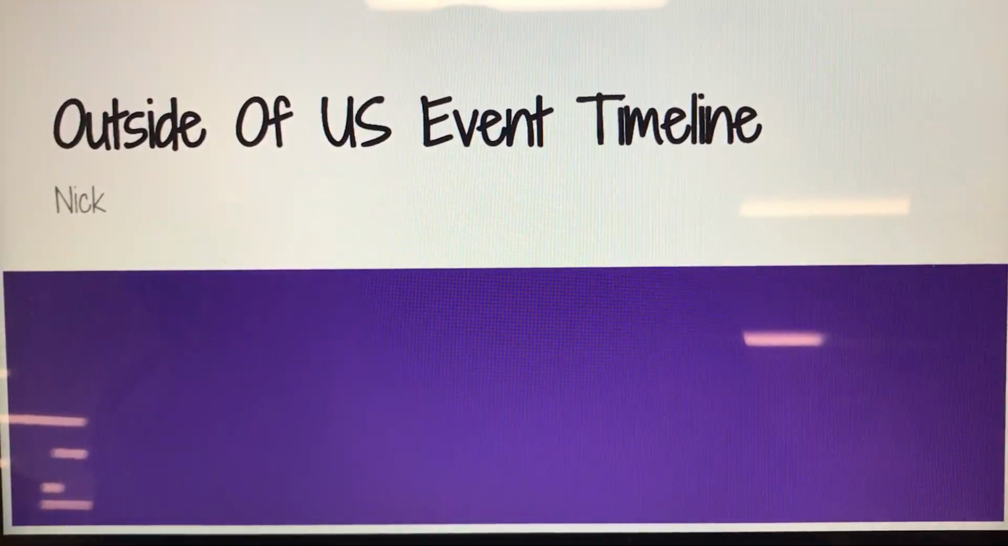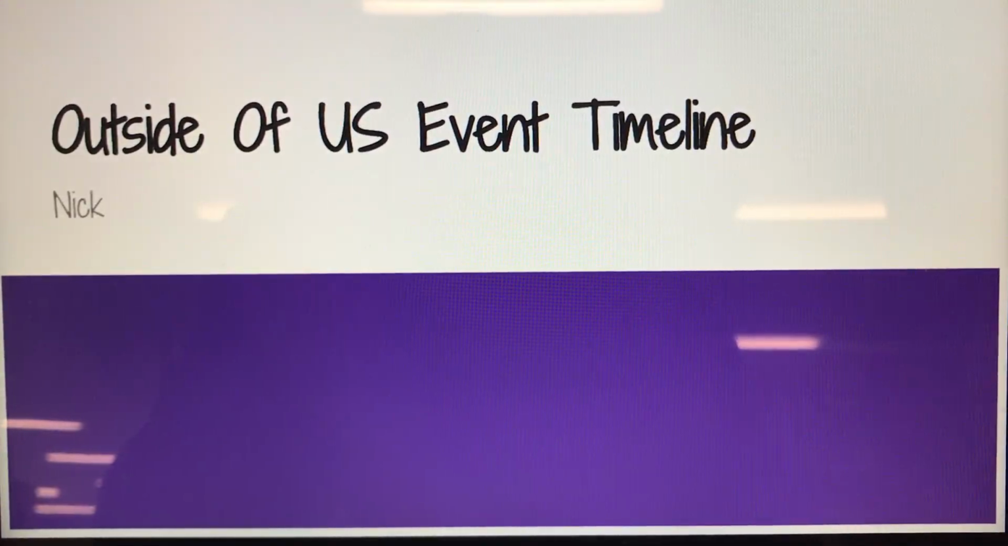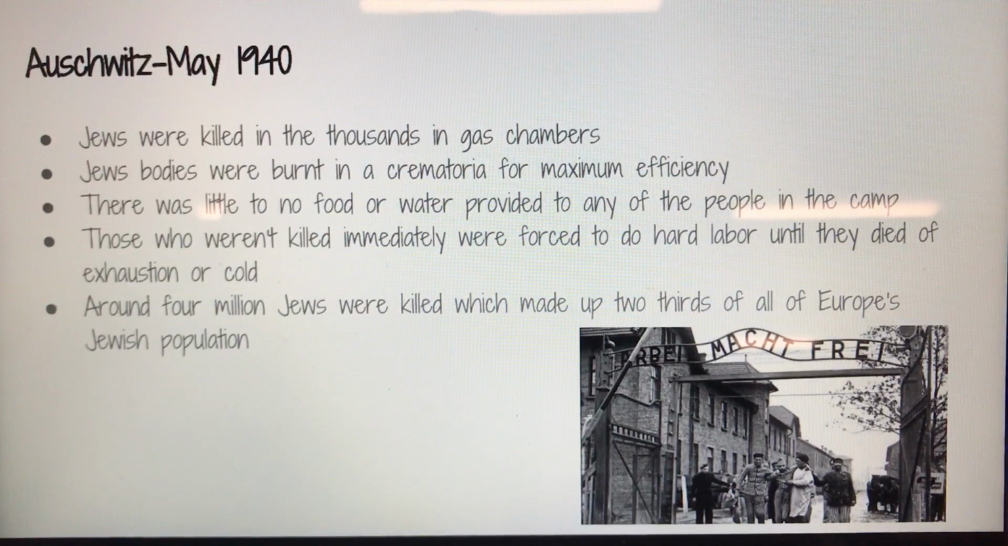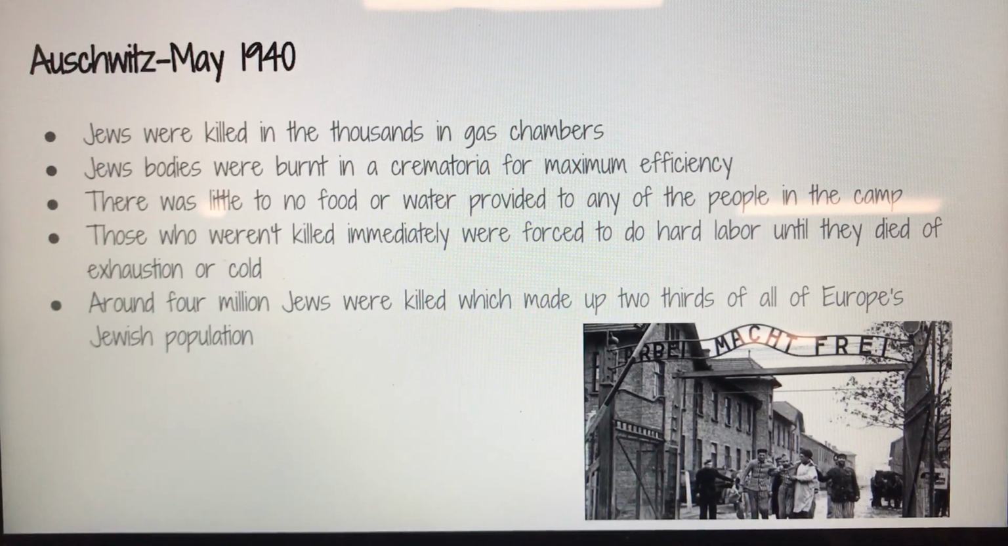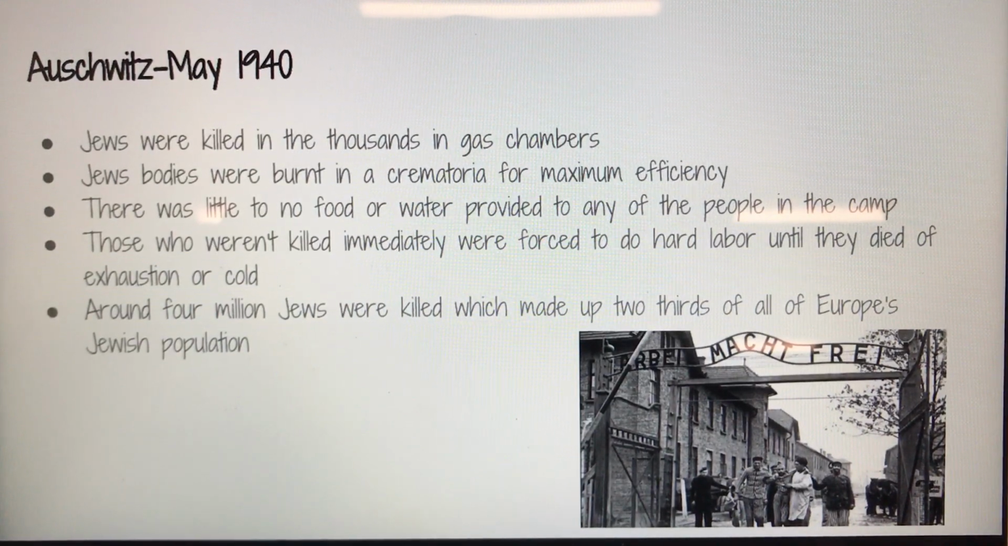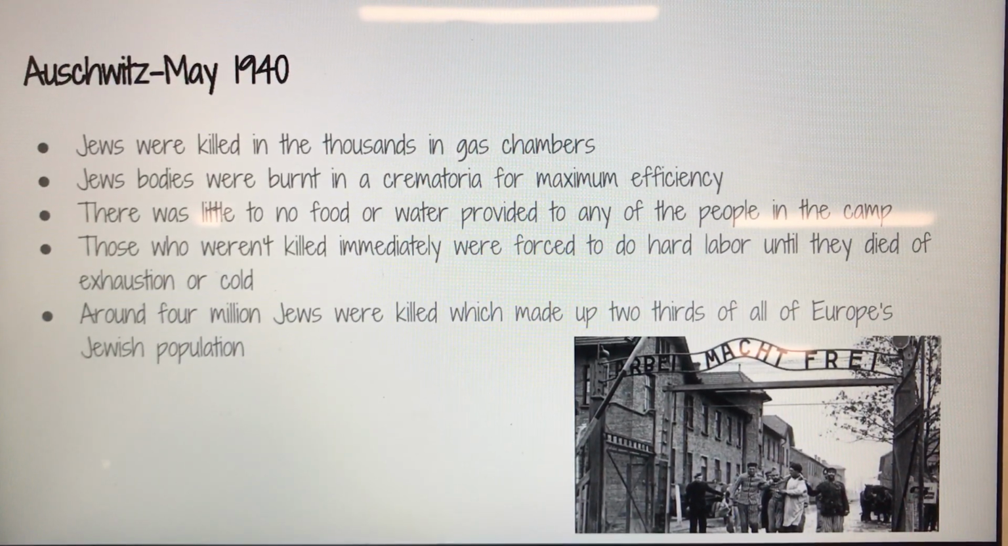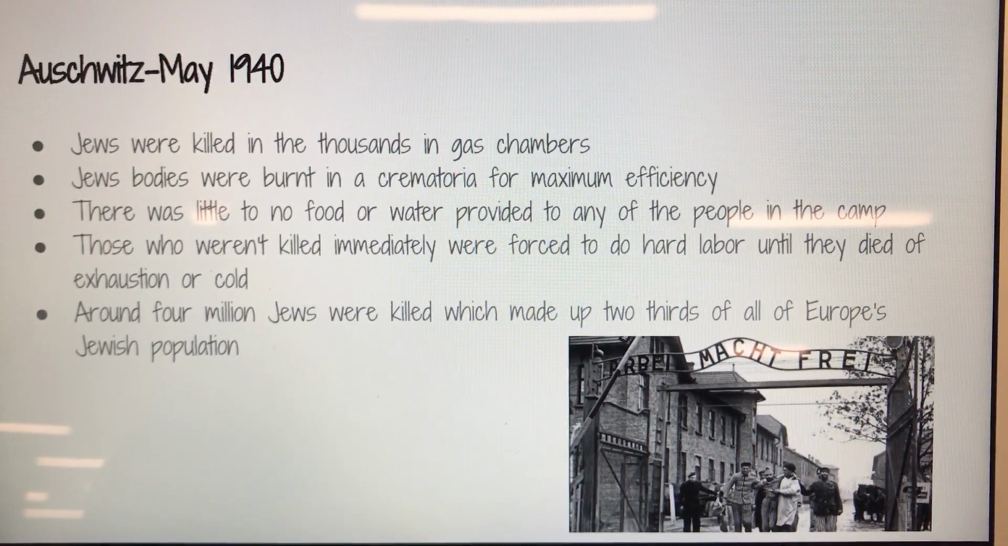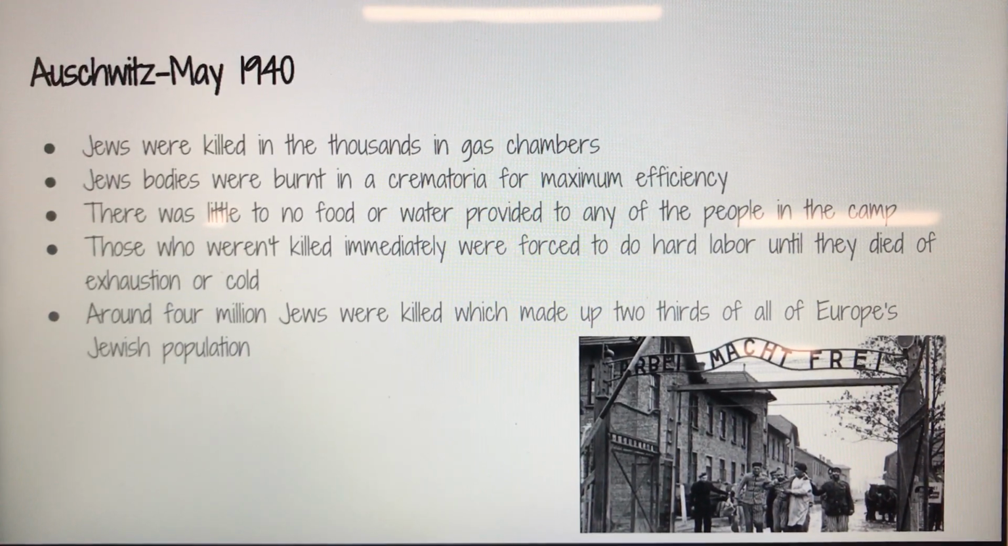Outside of U.S. Event Timeline by Nick. Auschwitz, May 1940. Jews were killed in the thousands in gas chambers. Jews' bodies were burnt in a crematoria for maximum efficiency.